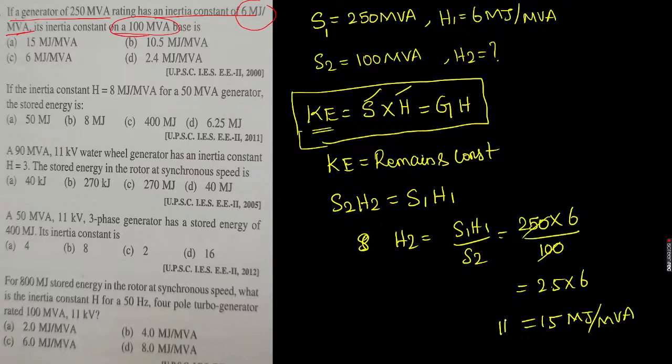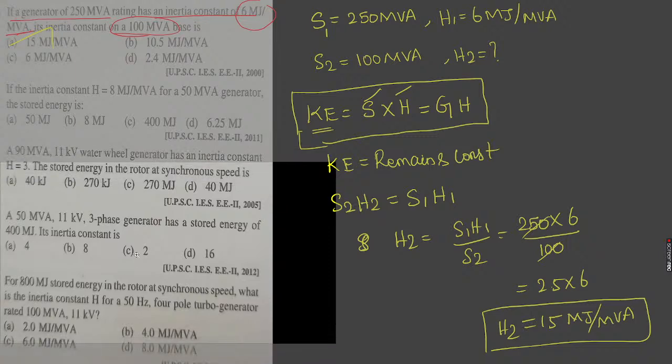So what is the correct answer for H2? 15 megajoules per MVA. Option A is the correct answer. Sure. Let us read the next question. Sorry guys.